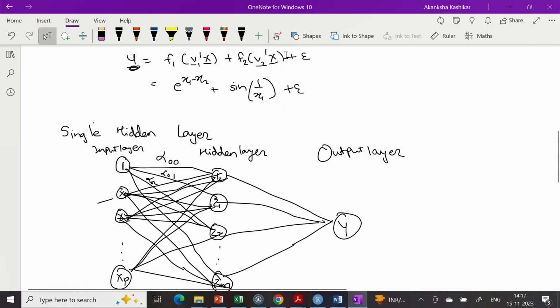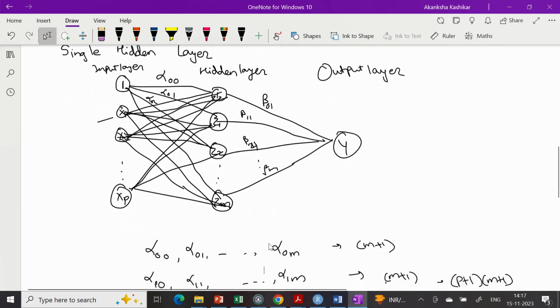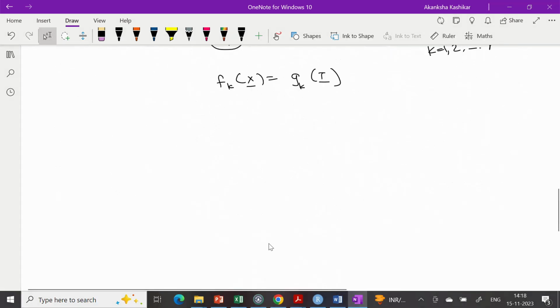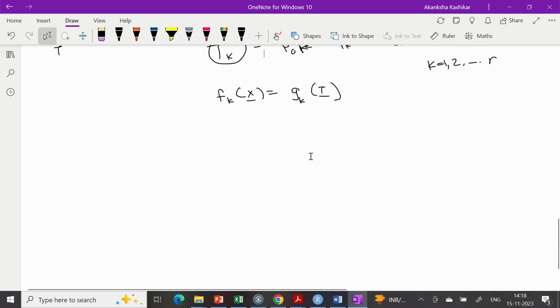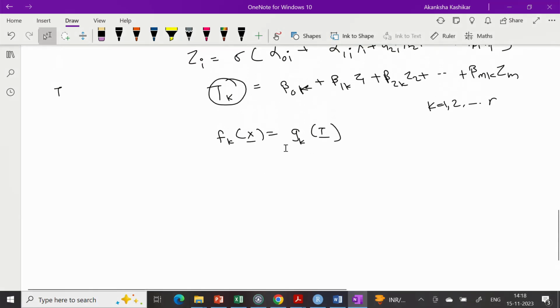So the weights for this quantity will be beta naught 1, beta 1 1, beta 2 1, and so on, beta m1. So betas will be these weights, and in the regression setup I will have only one t, and this gk is taken as simply the identity function.